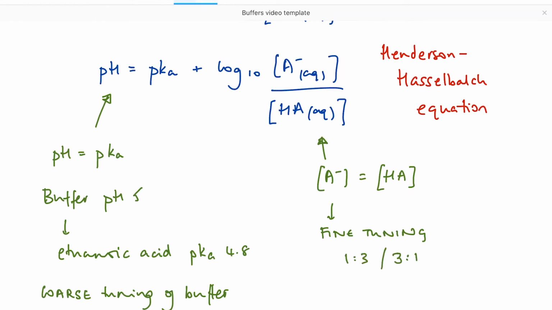And although it doesn't have to be exactly equal, we don't really want to move beyond a 1:3 or a 3:1 ratio in terms of concentration of salt or concentration of weak acid, because after that we're going to be in danger of running out of either our sink or our reservoir, and our buffer is going to be less effective.